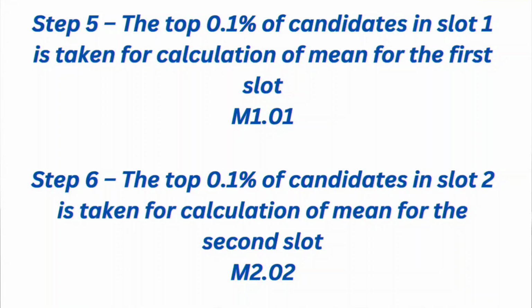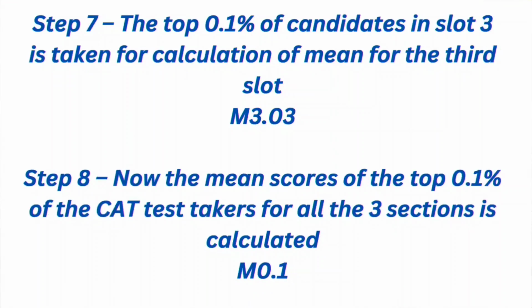Then in the next step, the top 0.1% of the candidates in slot 1 is taken for calculation of the mean for the first slot. In the next step, the top 0.1% of the candidates in slot 2 is taken for calculation of the mean for the second slot. Then the top 0.1% of the candidates in slot 3 is taken for calculation of the mean for the third slot.